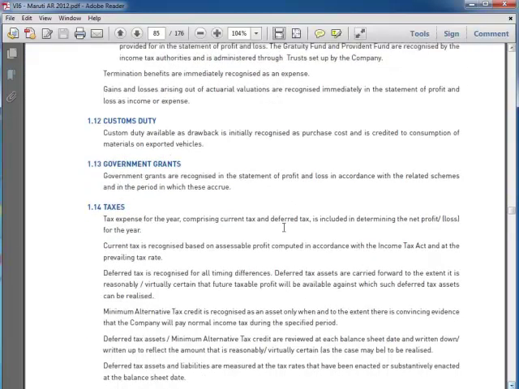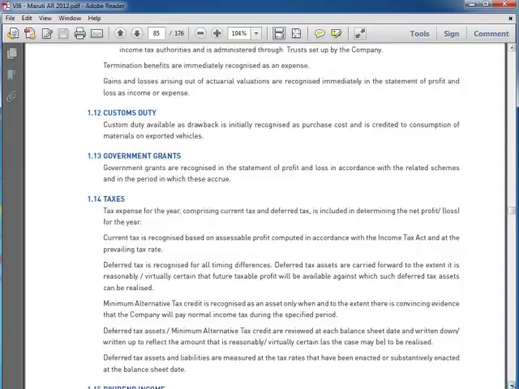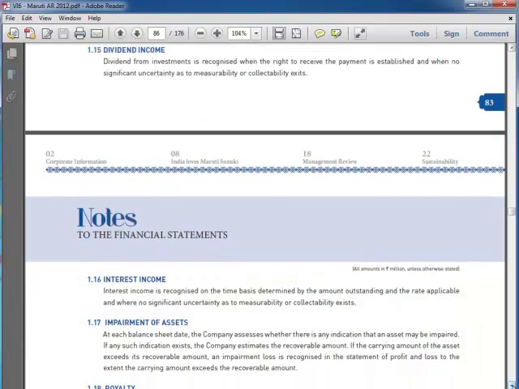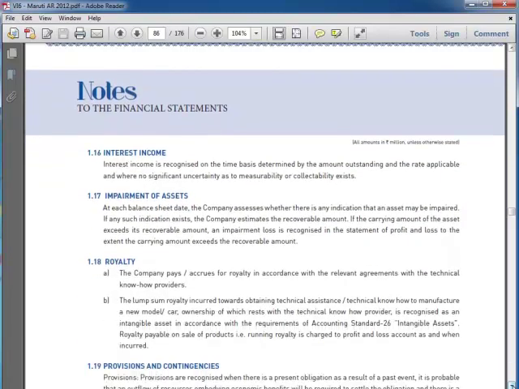Okay, then we have customs duty, government grants, and taxes. Now taxes, again, it explains here what deferred tax is. So deferred tax is recognized for all timing differences, and they kind of explain how their tax treatment works. Dividend income and interest income, again, fairly straightforward.